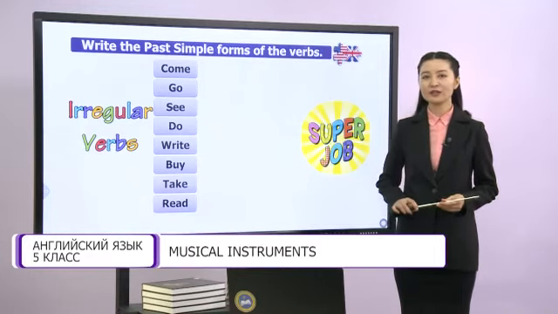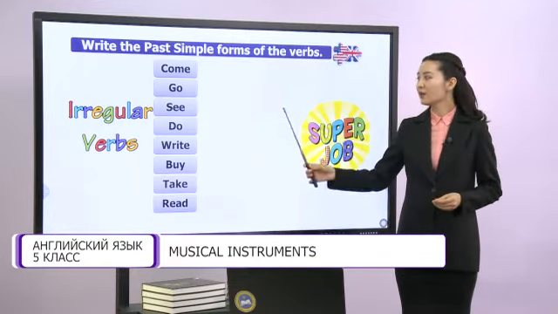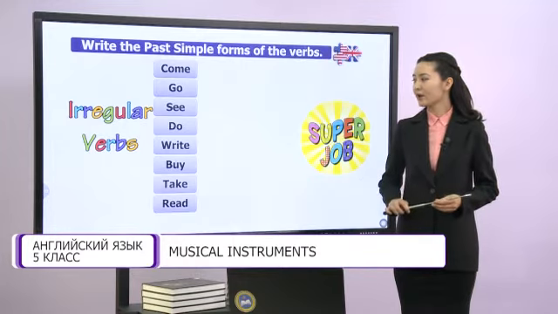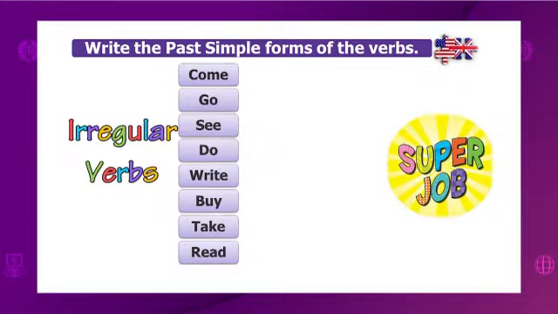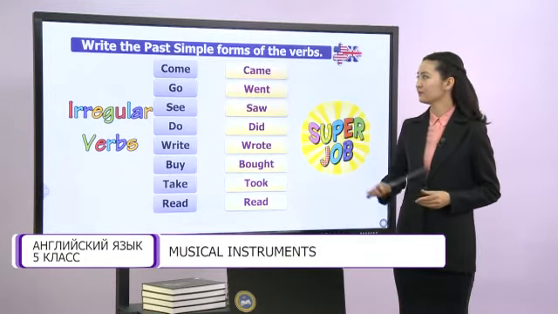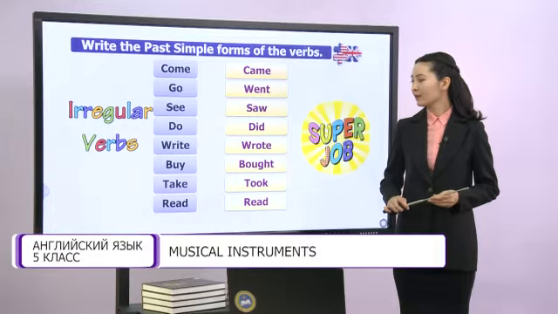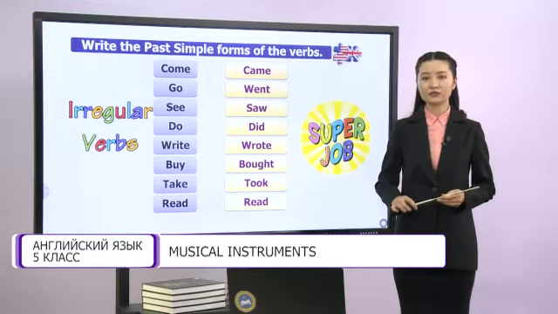First, let's make a quick revision. Write the past simple forms of the verbs: come, go, see, do, write, buy, take and read. You have some time to do this task. I hope you are ready. Let's check together. Come, came, go, went, see, saw, do, did, write, wrote, buy, bought, take, took, and read, read.